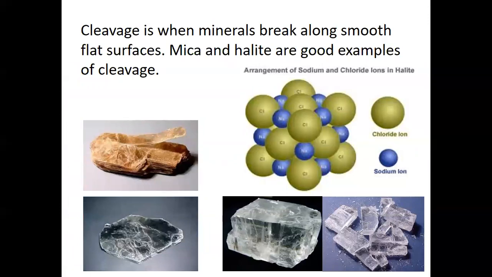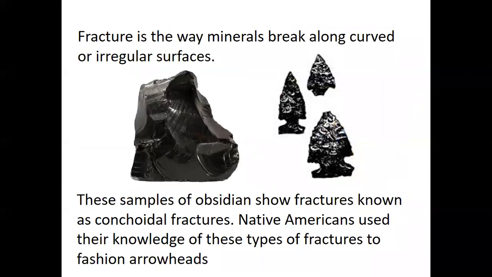Cleavage is when a mineral breaks along smooth, flat surfaces. Mica and halite are good examples of cleavage. Meanwhile, fracture is the way minerals break along curved, irregular shapes and surfaces. These samples of obsidian show fractures known as conchoidal fractures. Native Americans used their knowledge of these types of fractures to fashion arrowheads.